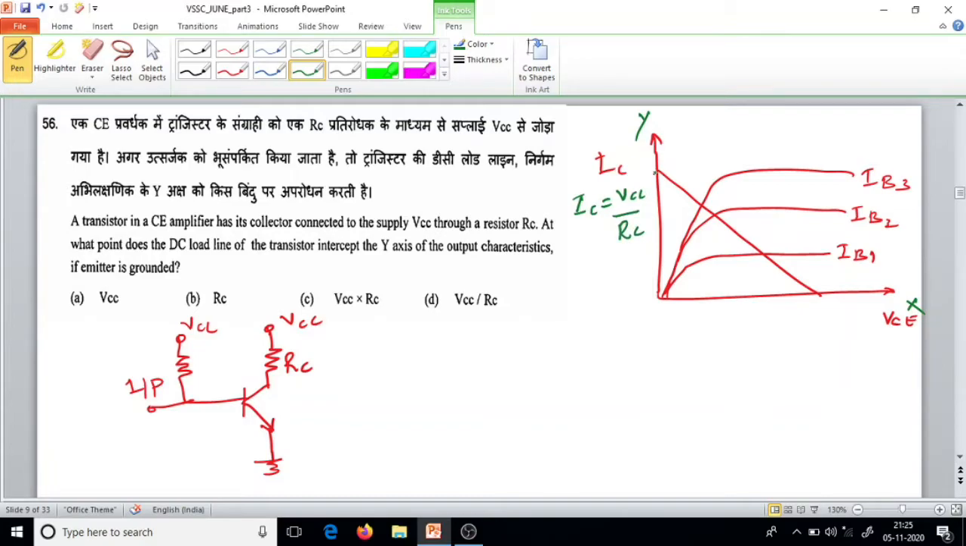At this point, it will be equal to VCC by RC, this current. That is the question. The y-axis of the output characteristics, answer is option D, VCC by RC. We will go to the next question.